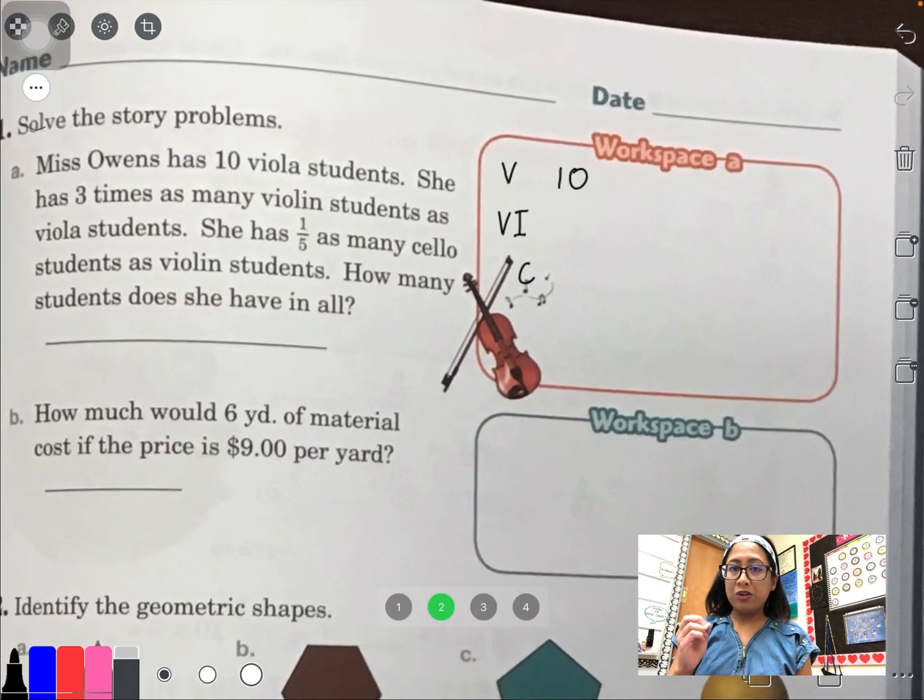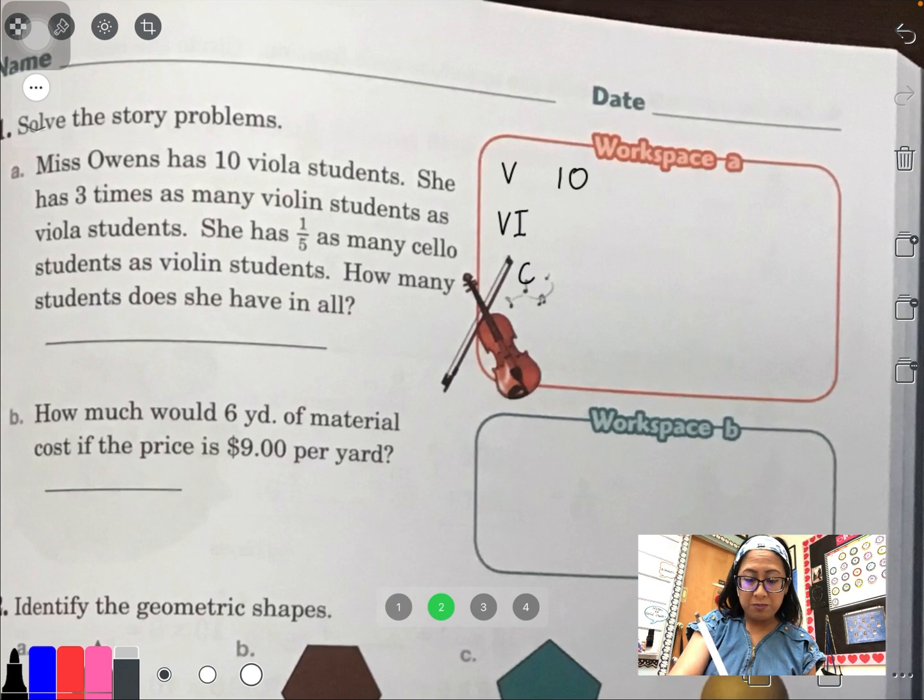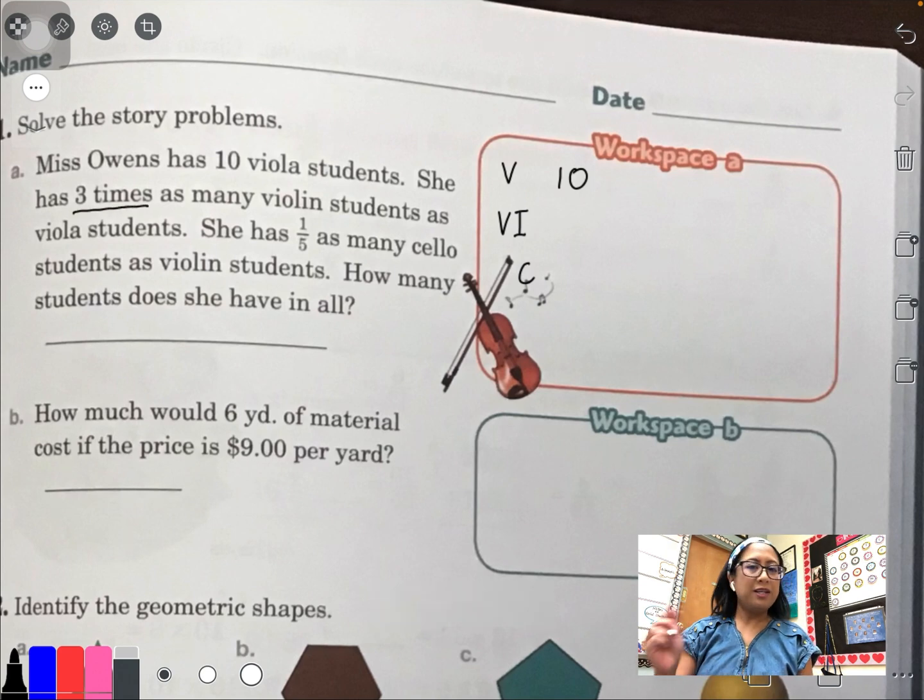Now, violin students, she has 3 times as many. So this, you can underline this, it's important. 3 times. It doesn't mean she has 3, okay? Because remember, when I was your age, I would always think, oh, she has 3 violin students. Wow, that's a little bit of students for violin. No, she has 3 times.